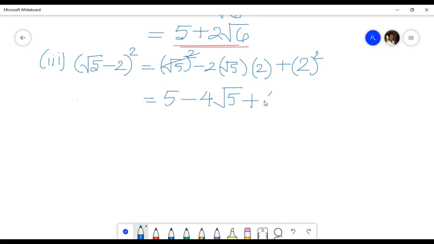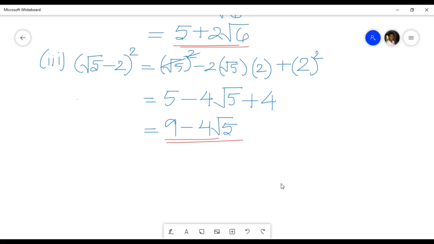The next step is we will simplify it further. We'll add 5 and 4. 5 plus 4 is 9, minus 4 root 5. And so we have found the answer. We have found the square for the expression root 5 minus 2.